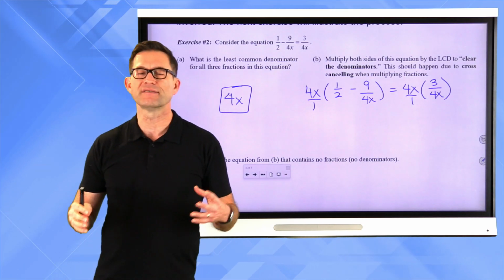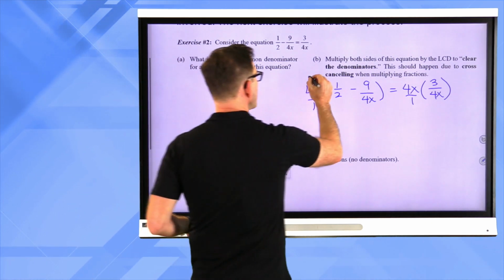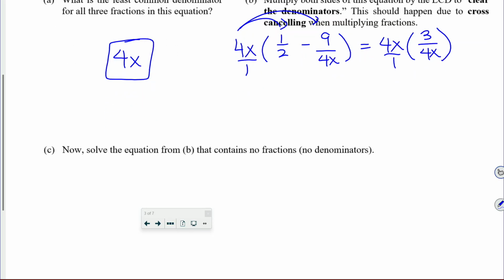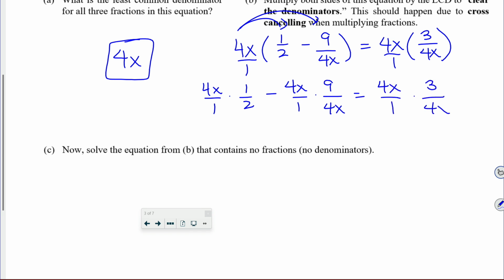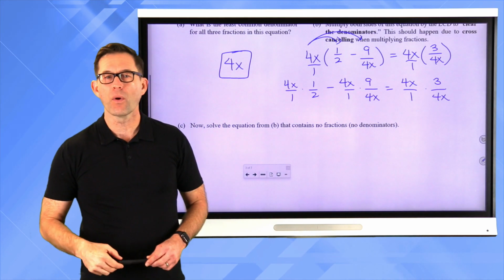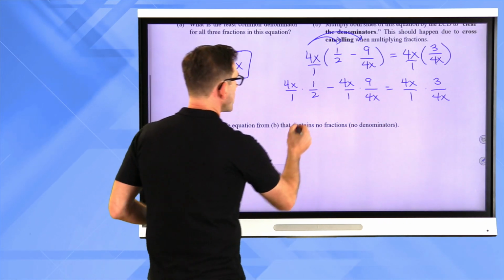And a lot of students like seeing that because they know how to multiply 2 fractions, okay? And now I'm going to distribute that multiplication. Now I'm going to rewrite it a little bit here. I've got 4x over 1 times 1/2 minus 4x over 1 times 9 over 4x equals 4x over 1 times 3 divided by 4x. So the cool thing is, if I do this correctly, all of the denominators will cancel, okay? Here's what I mean.